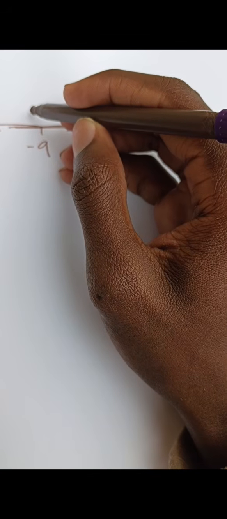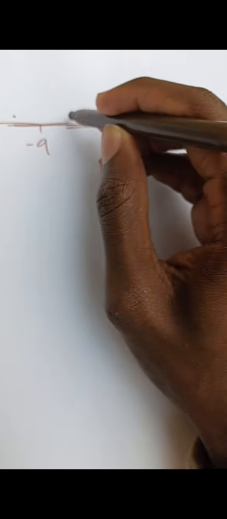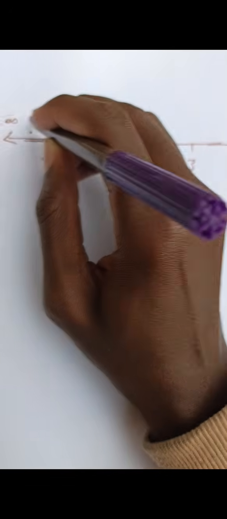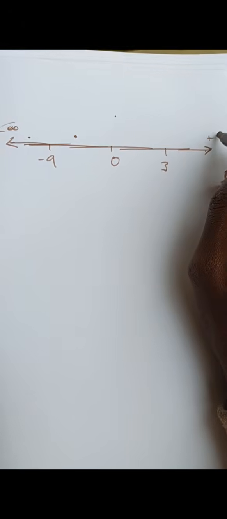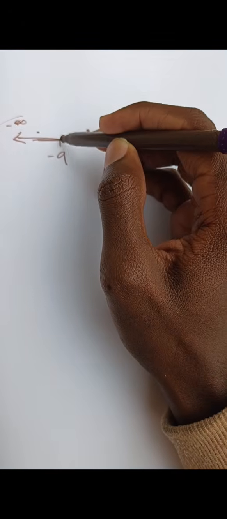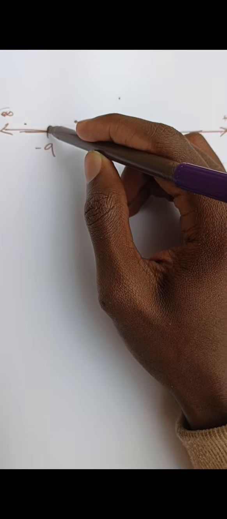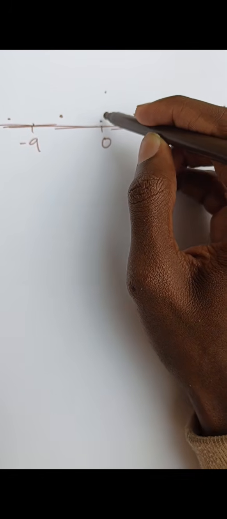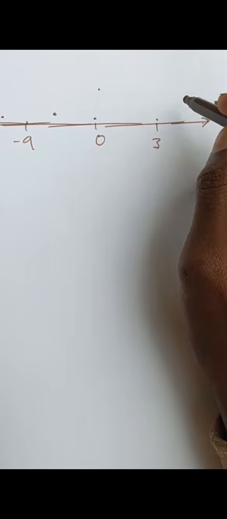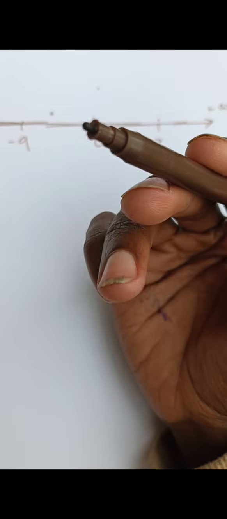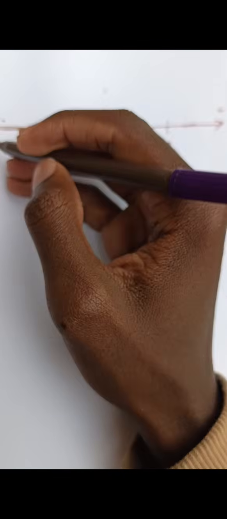Now we need to find which region. Look, we have this region, we have this region. Let me put -infinity here, let me put +infinity here. So we have the region from -infinity to -9. We have the region from -9 to 0. We have the region from 0 to +3, and so on. Okay, now we need to know in which region are we going to find the values.